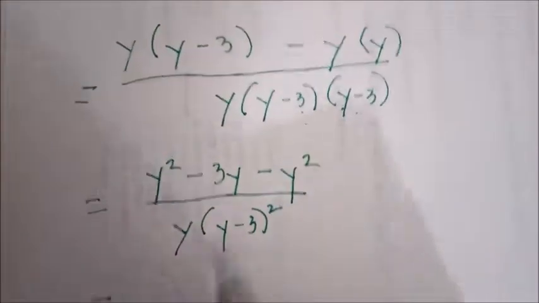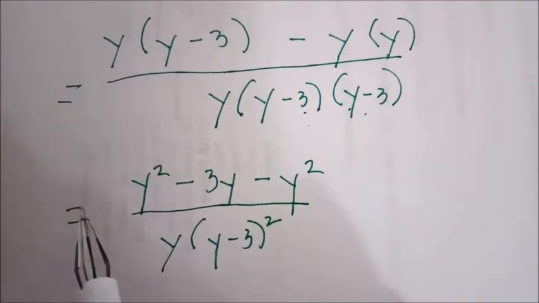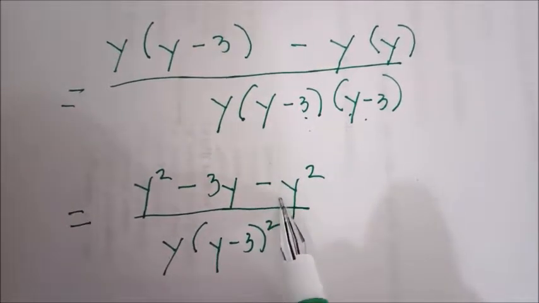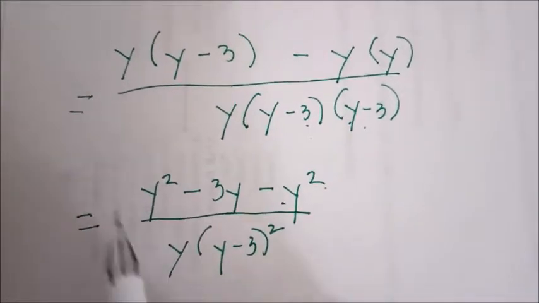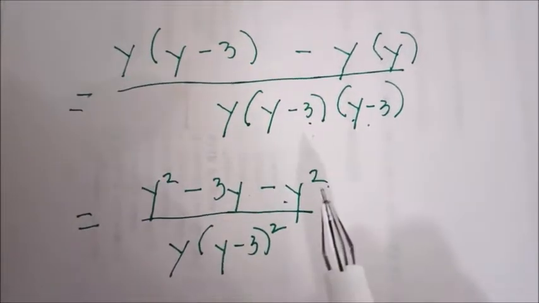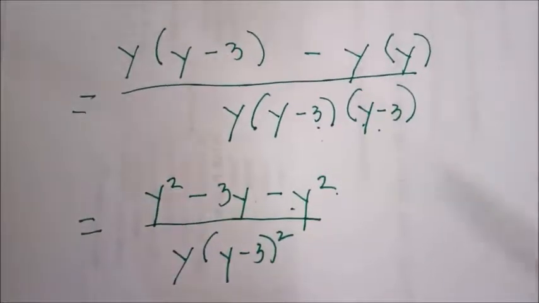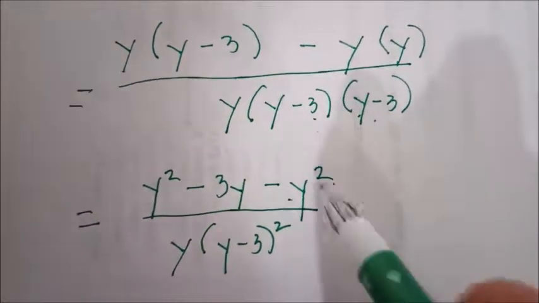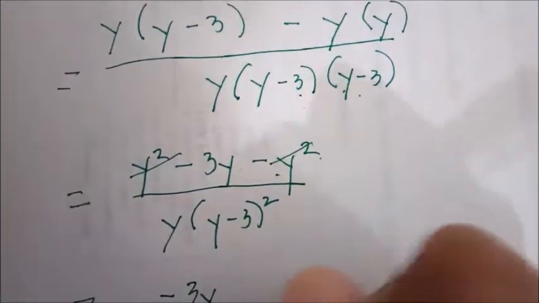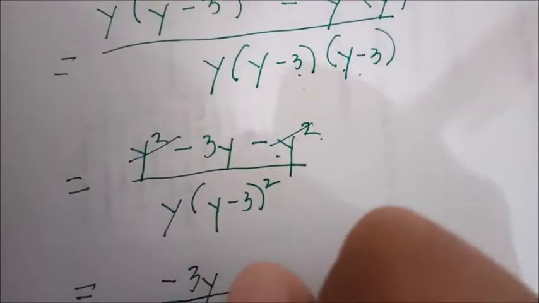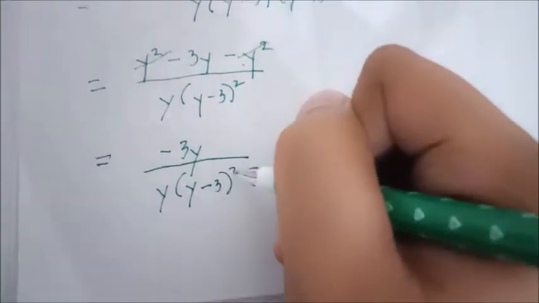Then, add or subtract the similar terms. Okay? Again, hindi similar si 3y at y squared kasi yung isa may exponent na 2, yung isa wala. So, ang similar will be y squared and negative y squared. So what is y squared plus negative y squared? Tatandaan, if you add opposites, the result will be 0. Ibig sabihin, ang matitira na natin is 3y all over, kopya ulit ang denominator, which is y times y minus 3 squared.